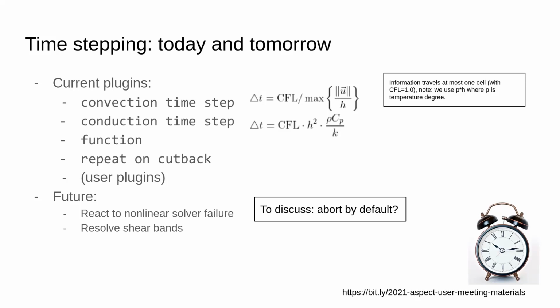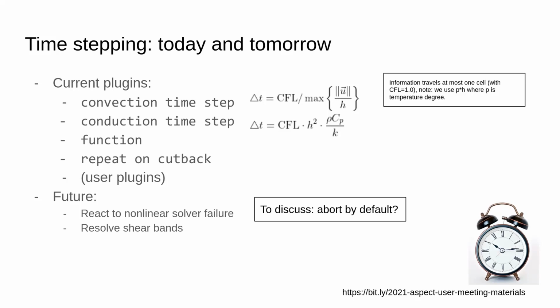So you can combine any of these, right? The default is convection time step, so nothing has changed in the default, but if you want, you can combine them. You can, for example, add a function that you use for a certain time range where you want to have a certain time step size, and then later on, maybe you want to use the convection time step only, for example.